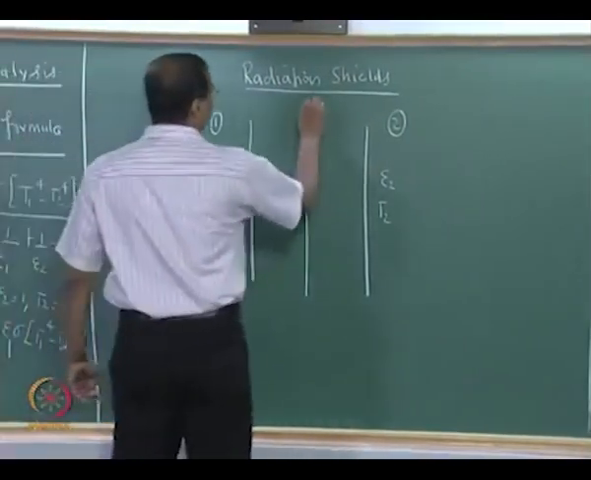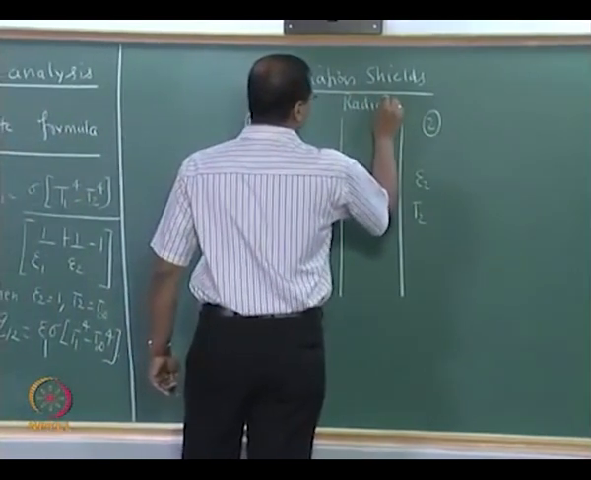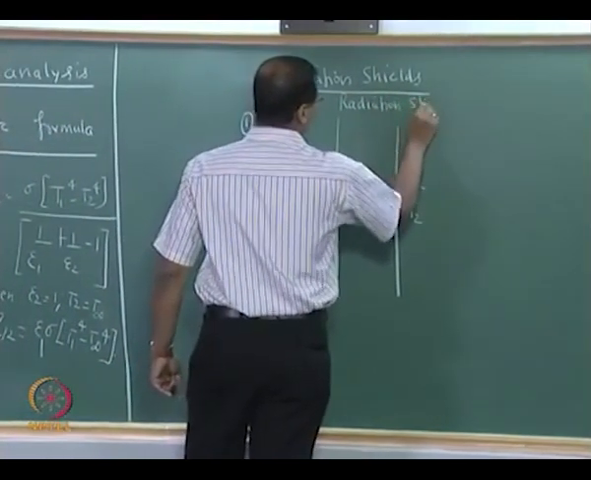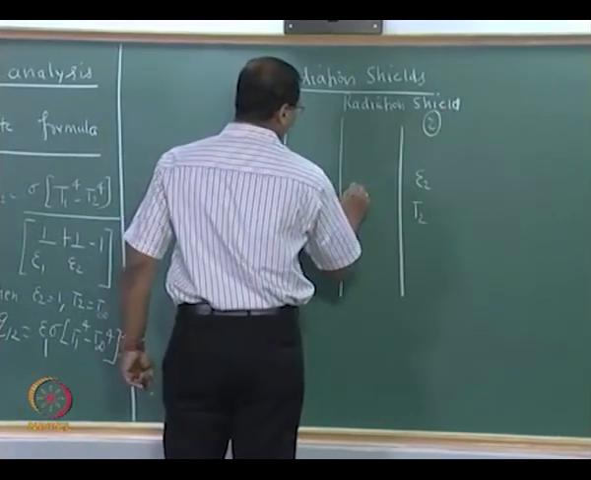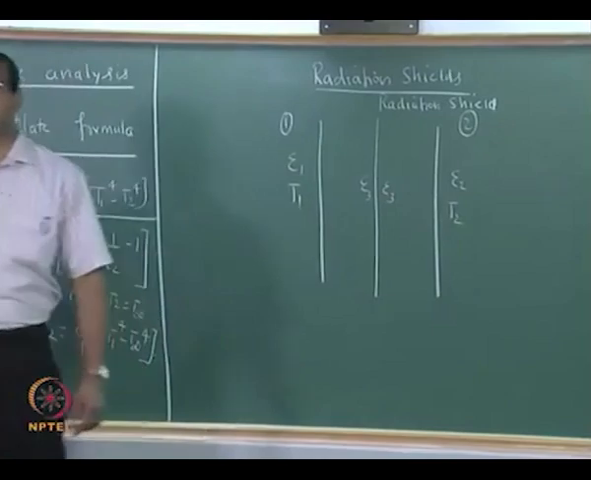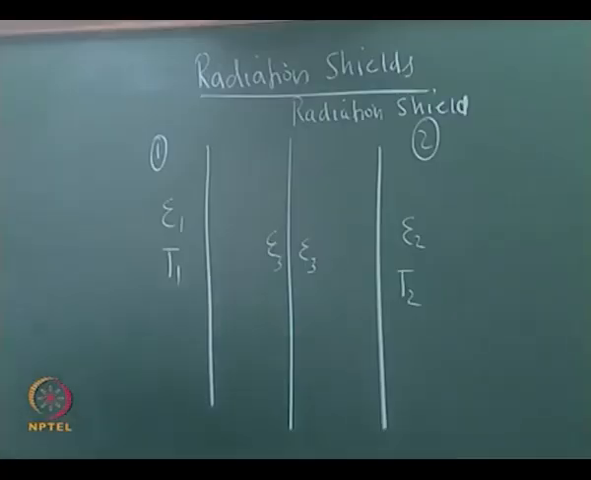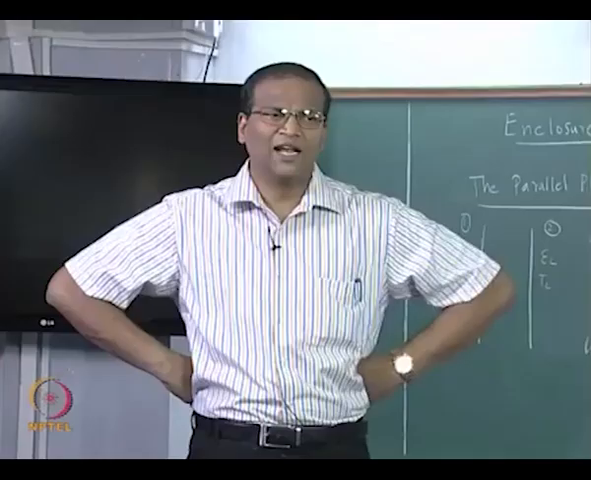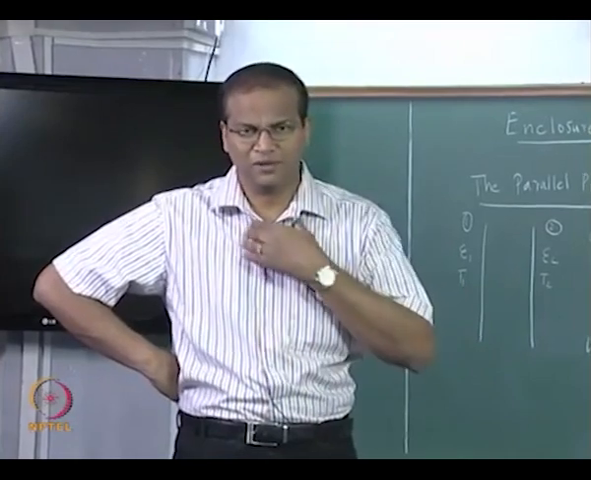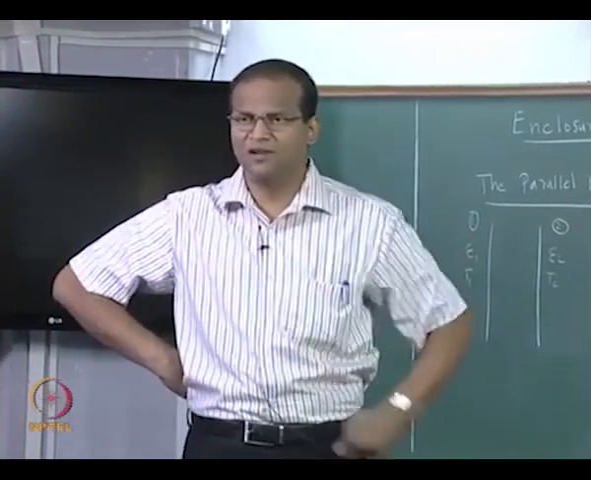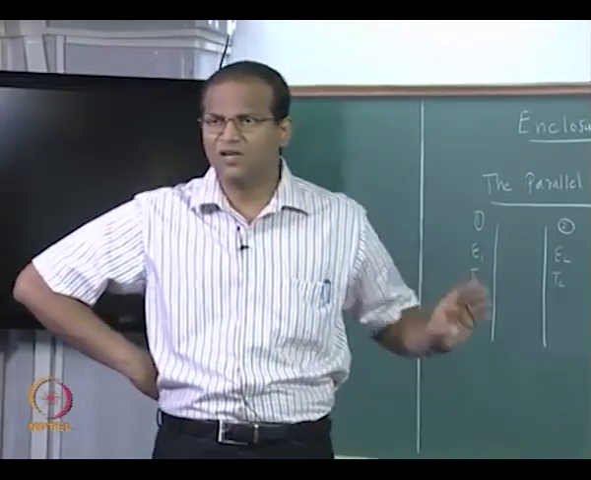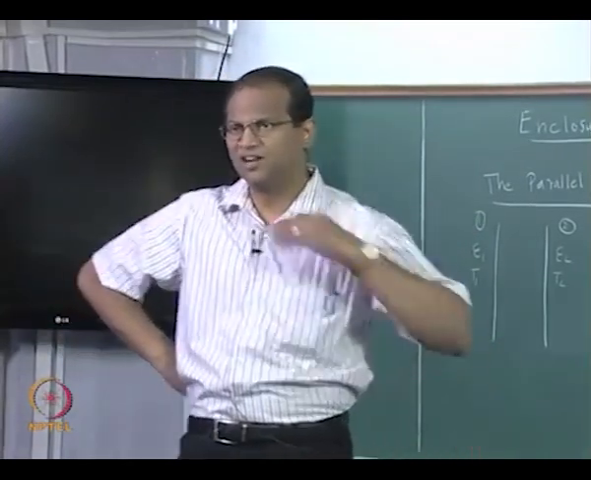Now insert a radiation shield. Let the radiation shield have a known emissivity of epsilon 3 on both the sides. I have to be very specific in saying that both sides have the same emissivity, because emissivity is just a surface property. I can have different coatings on two sides, I can have different emissivity, but the whole shield may be at one temperature, but the two sides may be at different emissivity. Okay, we are still talking about an opaque sheet, we are not talking about a transparent sheet.